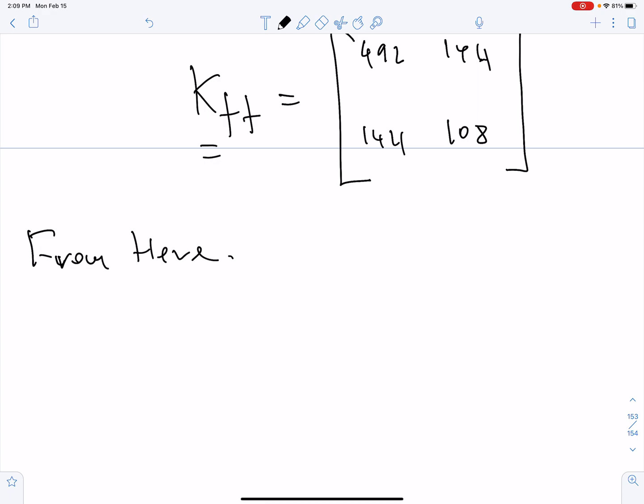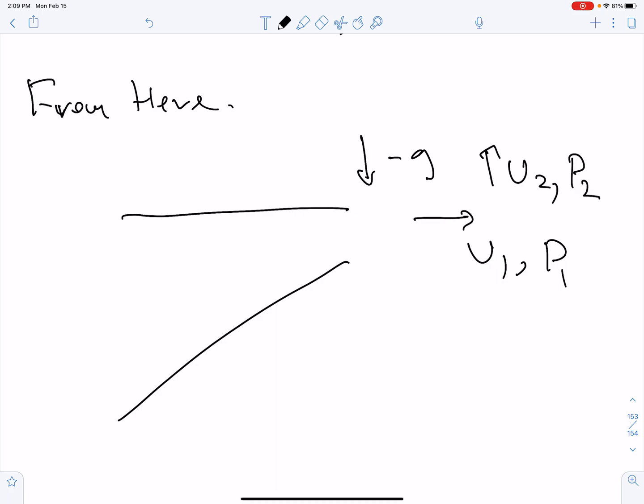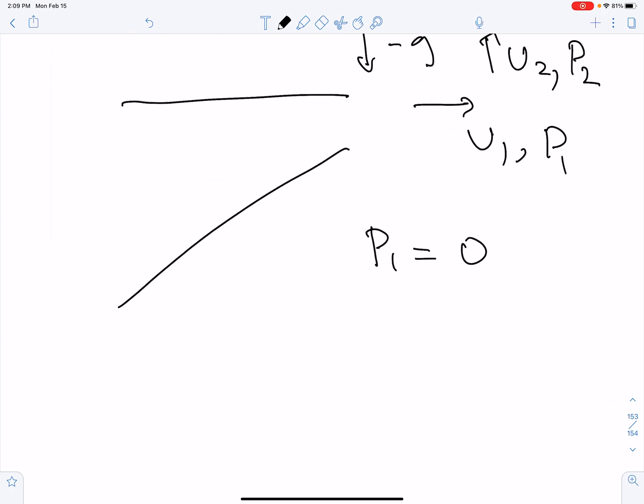From here, if you recall our example, we had a force of -9 acting in this direction. This was U1, and the corresponding applied force P1. This was U2, and the corresponding applied force P2. We're specifying a vertical force, and we're not specifying a horizontal force. So it says that P1 is 0. I am applying a force, but that force is 0. You always have to apply something at the free node. If you apply nothing, it means you're applying 0 force. And then P2 becomes -9.